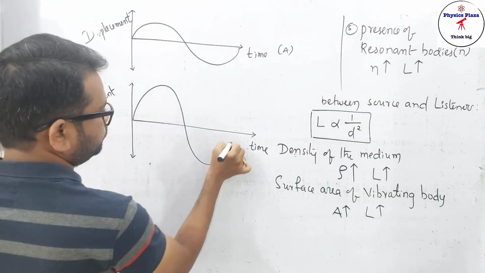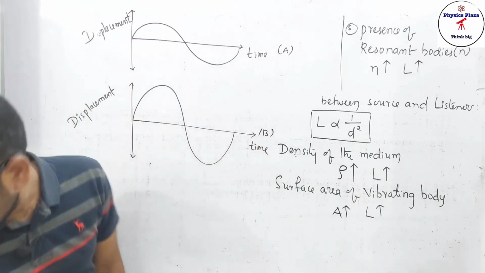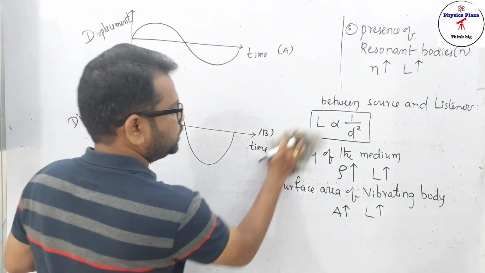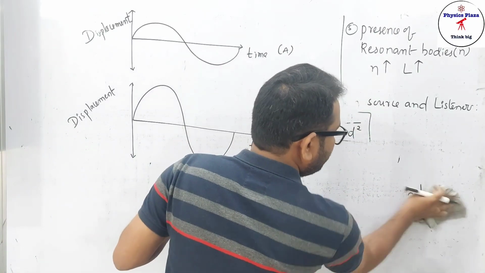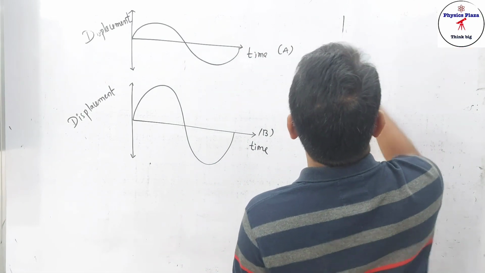For suppose here, let us do wave B. So questions like this, two diagrams will be given. So here two graphs will be given. They will ask you which of the following waves will have more loudness and why. Give a reason, they will ask you.